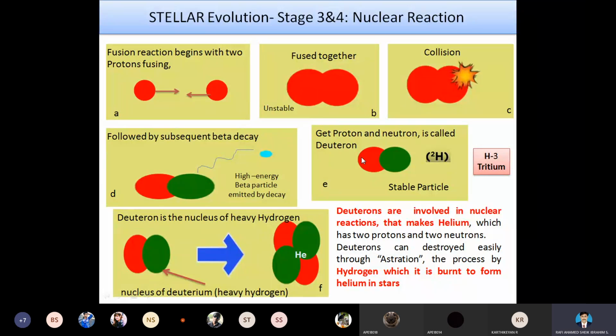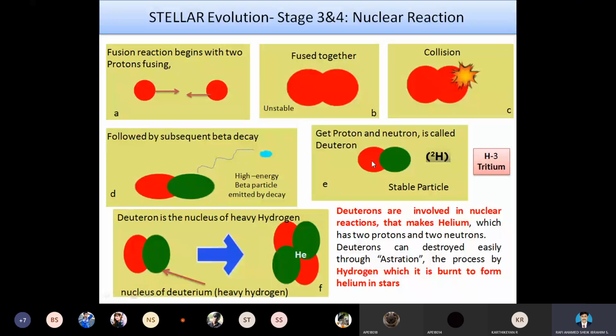The next stage after the deuteron is tritium. Here we have three hydrogen, but we are not going to study tritium. We are discussing only the deuteron. This deuteron is the nucleus of heavy hydrogen, actually the hydrogen consisting of a proton and a neutron. One proton and one neutron.